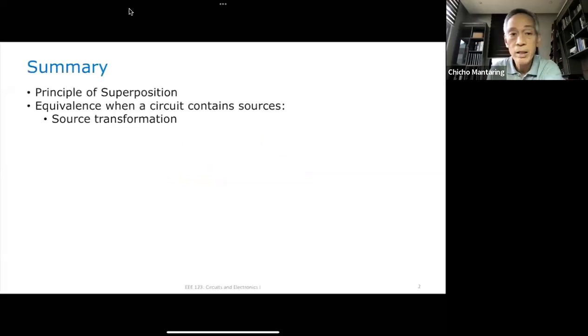Okay, so what am I planning to cover today? I'm going to first discuss the principle of superposition. Then we'll start a discussion of equivalence when a circuit contains sources. In particular, we're going to discuss source transformation.